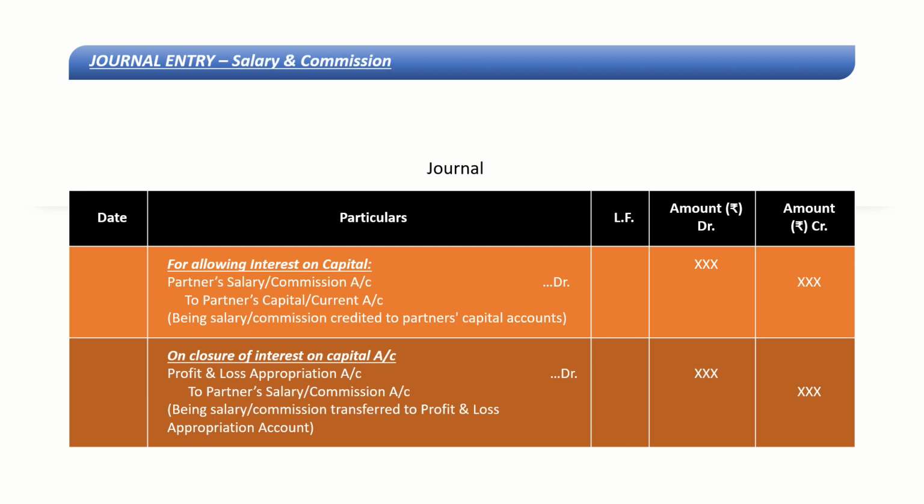Similarly, for salary and commission, partner salary and commission account is debited to partner's capital or current account, and on closure, profit and loss appropriation account is debited to partner salary or commission account. This is also debited to partner's profit and loss appropriation account. Okay, not to profit and loss account, don't get confused. Partner salary and commission are part of appropriation.